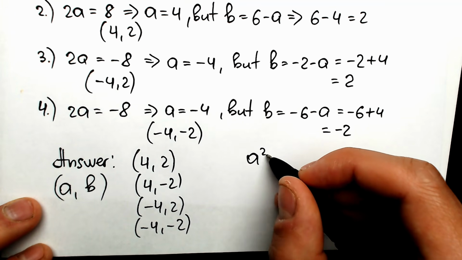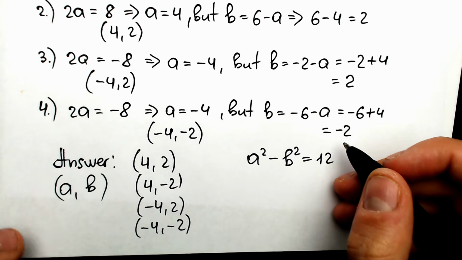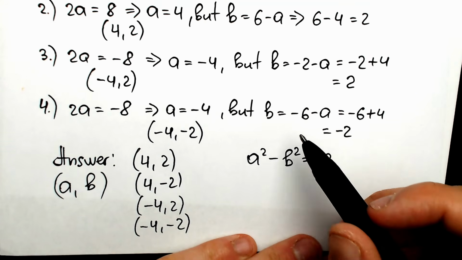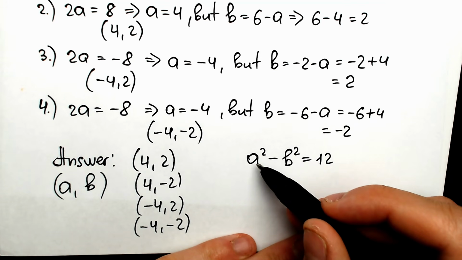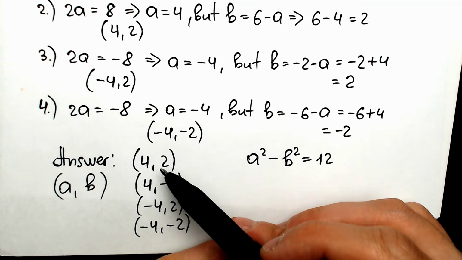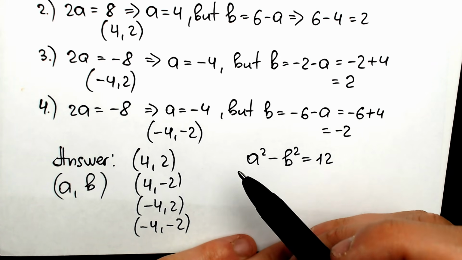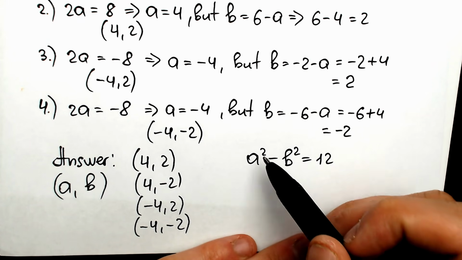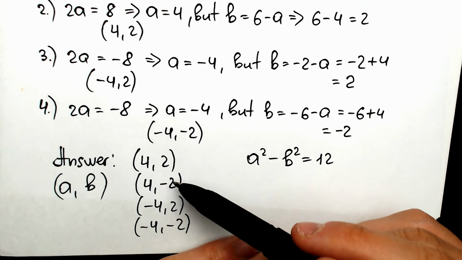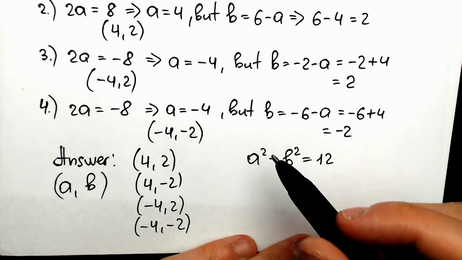So we have a square minus b square equal to 12. And a lot of students solve this question like that. They try to solve it by inspection, and they easily see that 16 minus 4 equal to 12. That's why they think that 4 and 2 is the only correct pair for this question. But in this case, we have squares, so we're interested in combinations of positive and negative, both positive and negative roots.